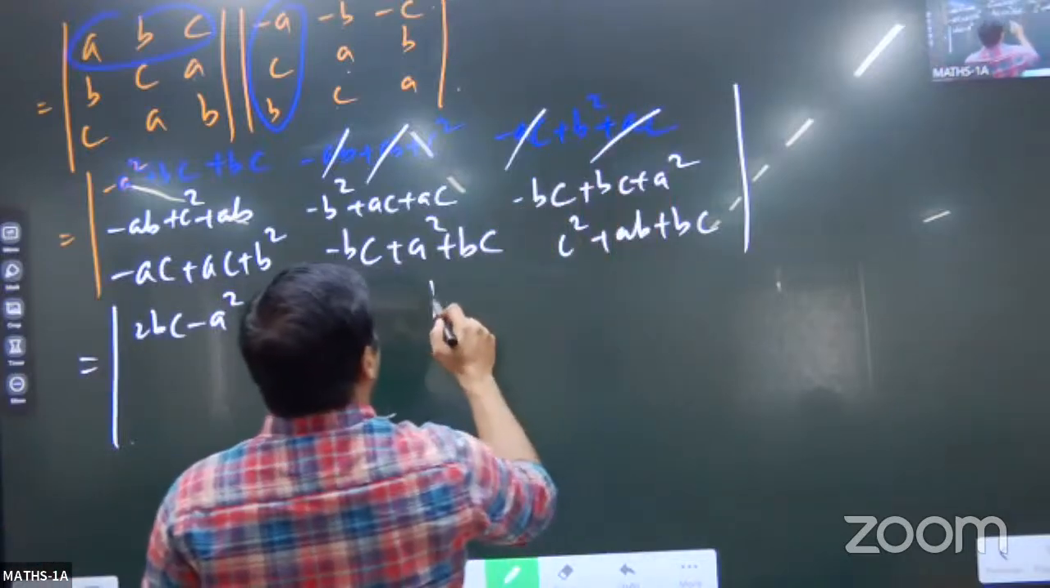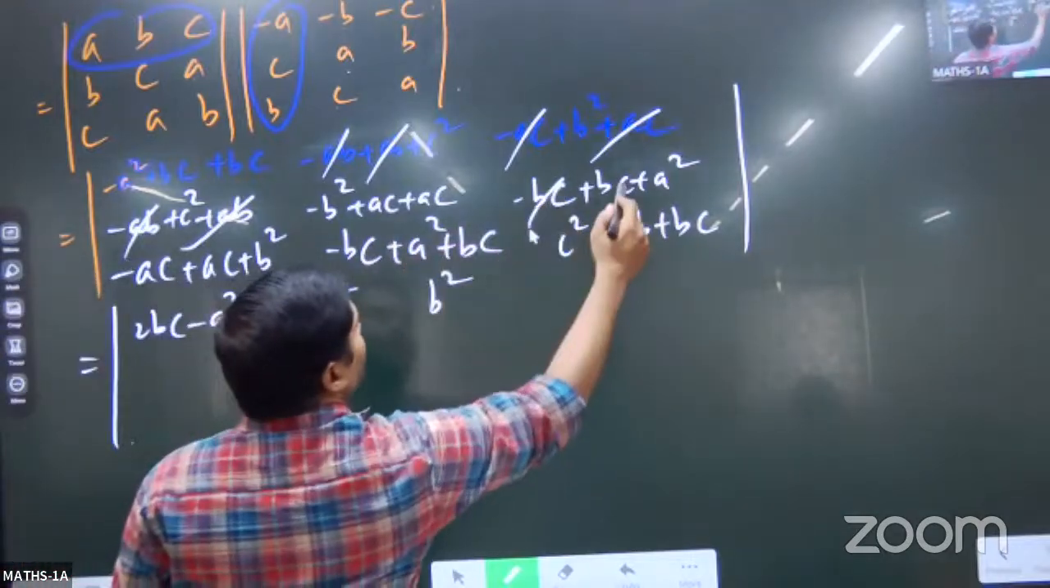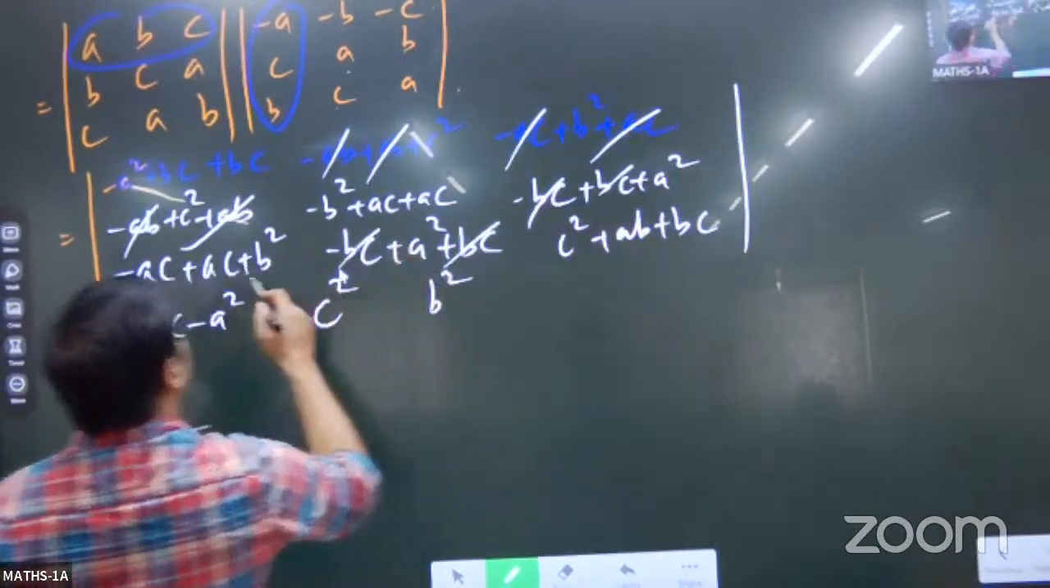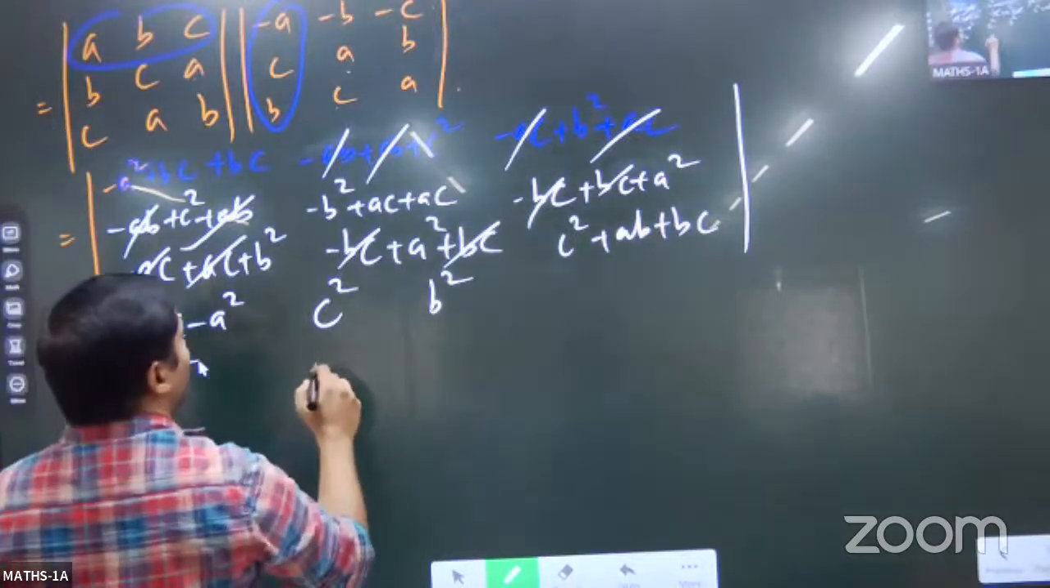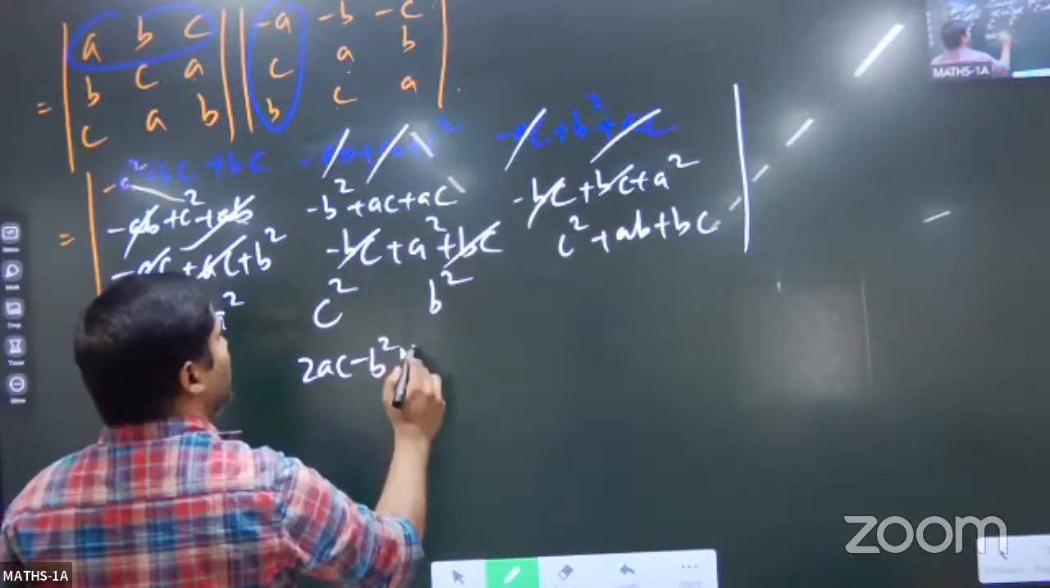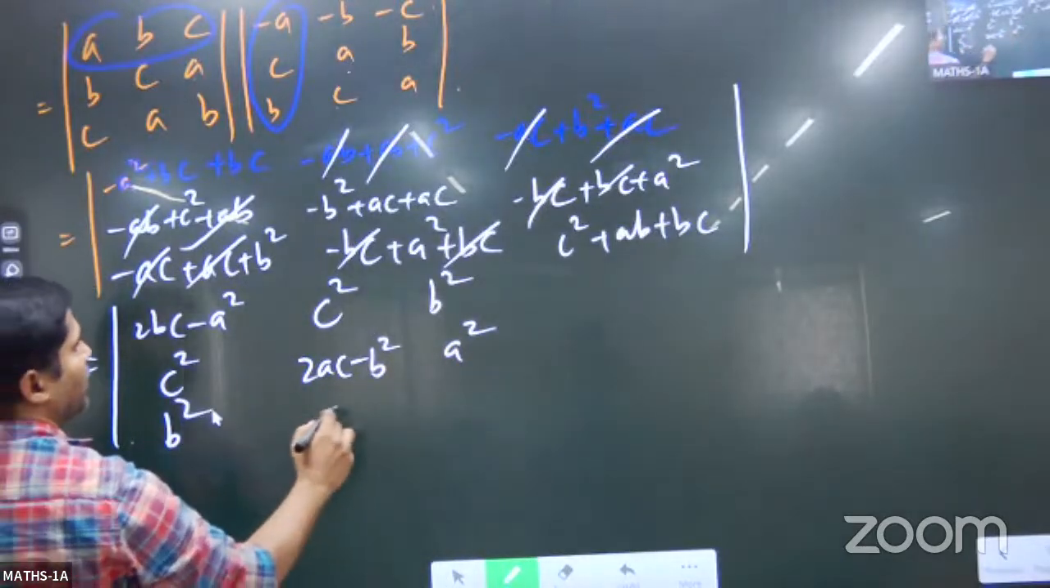Here AC also gets cancelled. B square I get, right? Here these two cancel, and here these two get cancelled, so what is left out is C square. Here 2AC minus B square. Here A square. Here B square. A square.